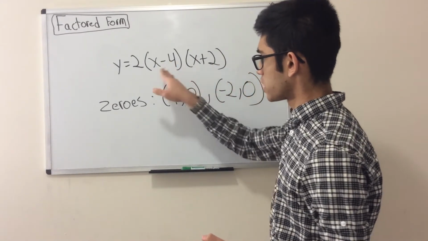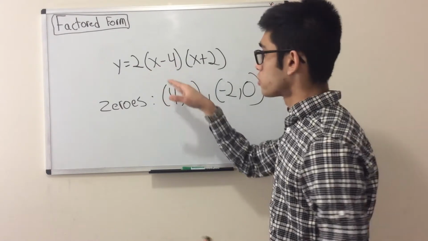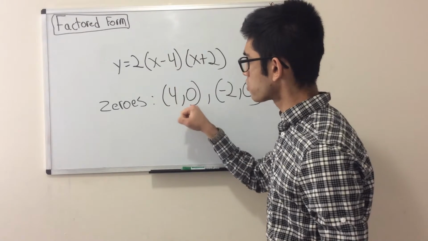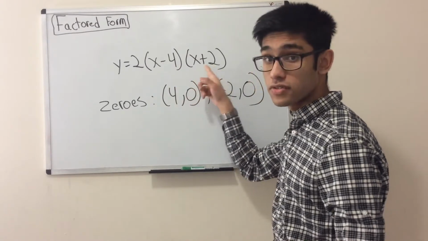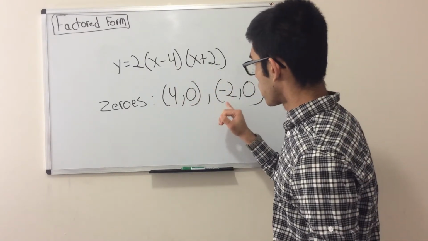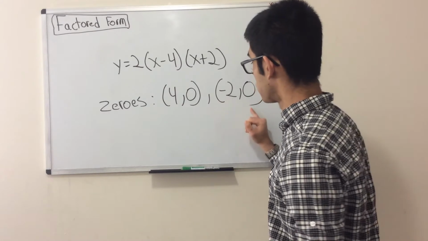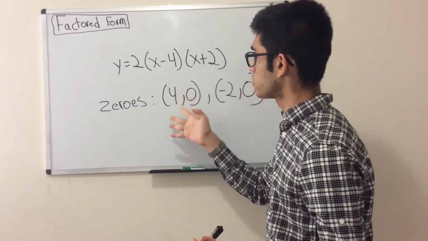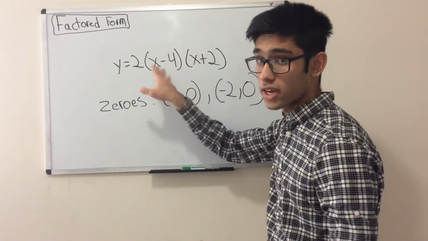Each of these expressions has an x and a number. The number here is -4. Notice how one of my zeros is 4, 0. The number here is +2. Notice how my other zero is -2, 0. So basically, the zeros are given to us in here. All we have to do is flip the number that is already in there.